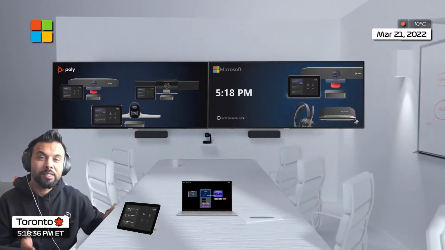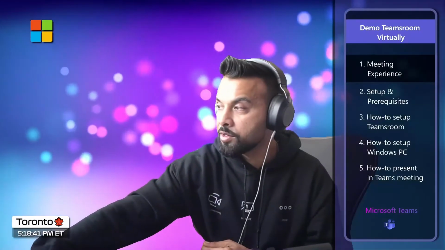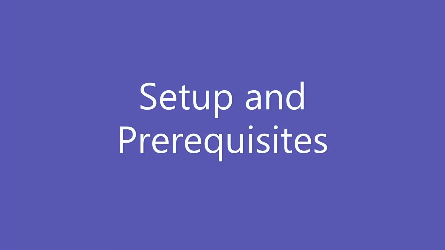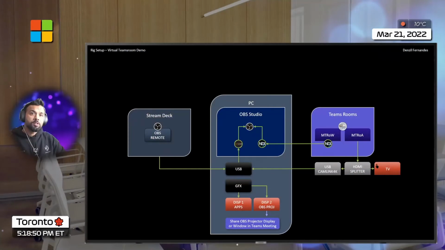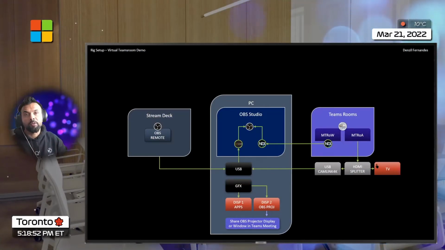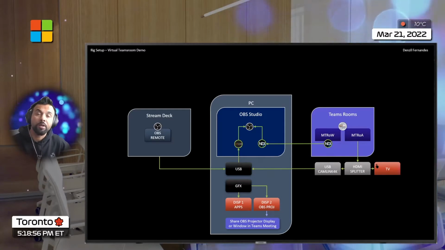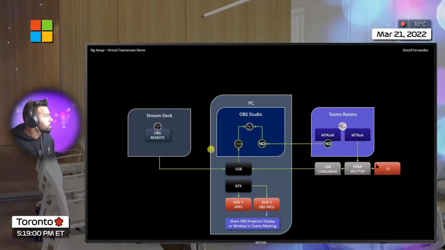Okay, so how do we set this up and how do we get this going? So let's take it back here to the beginning and talk about the setup and prerequisites that you need to get this going. So, I created a little diagram to illustrate the connectivity and components, hardware, and software required for you. If I can get your attention to the Teams room site first.